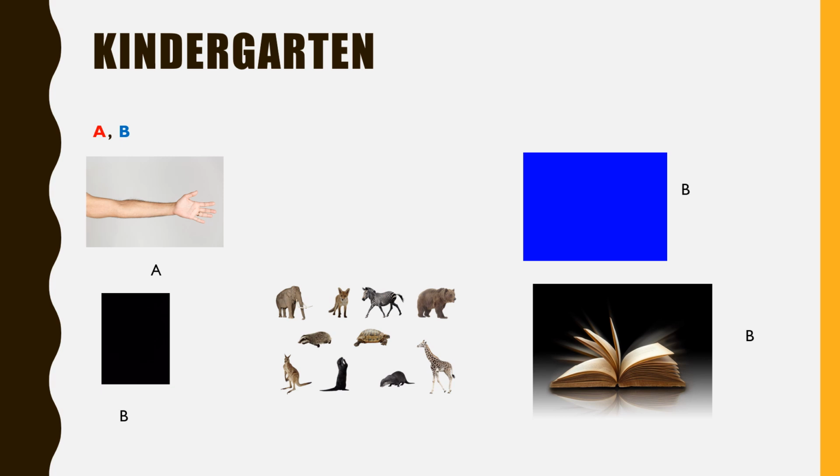Animals. All of these are animals. Elephant, fox, zebra, they're all animals. Does animals start with A or B? A. Okay.